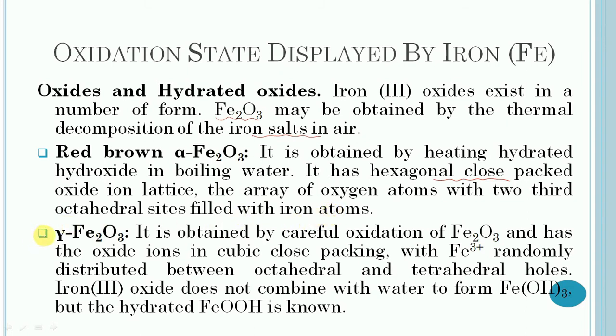Next is gamma iron oxide. It is obtained by careful oxidation of iron oxide and has the oxide ion in cubic close packing with iron 3 positive randomly distributed between octahedral and tetrahedral holes. Iron 3 oxide does not combine with water to form ferric hydroxide, but a hydrated form with this formula is known.